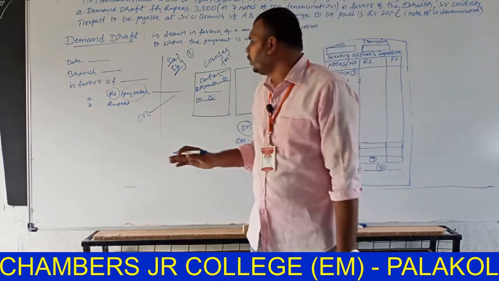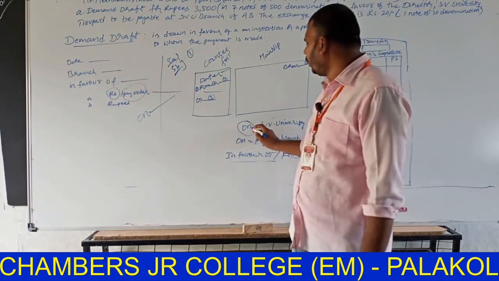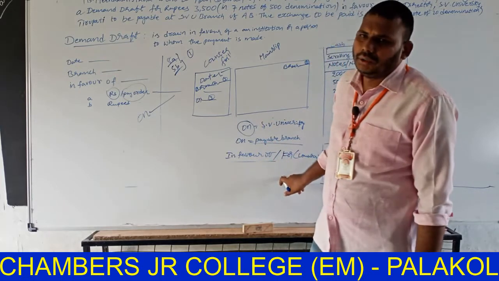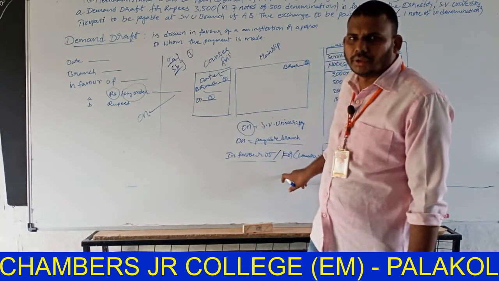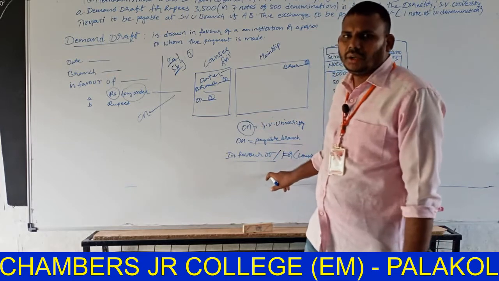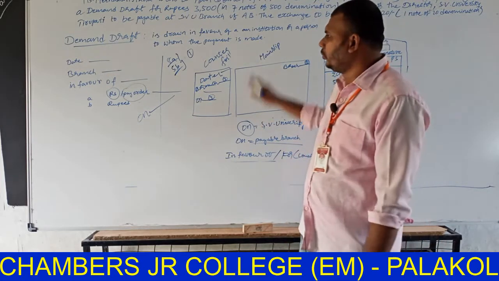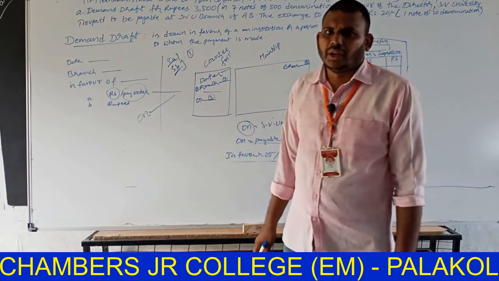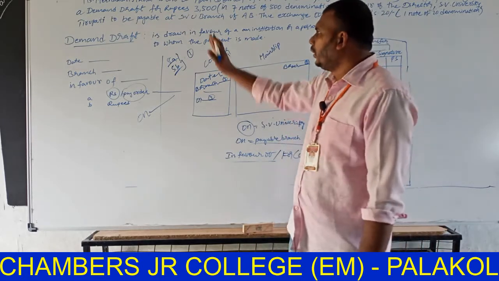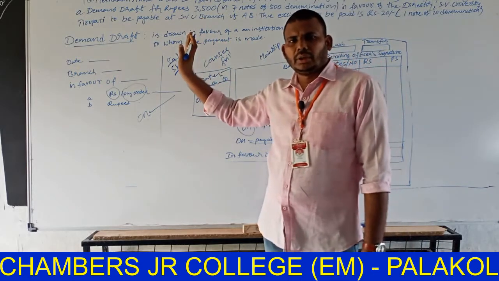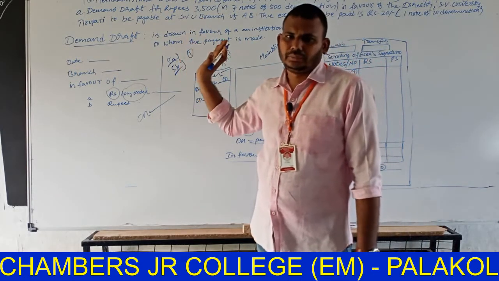The first one is here, this is very important. On indicates payable branch. In favor, here we need to write the name and designation of the company or a name and designation of a person. Got it? So this is the information. And let's see the example of DD and how we should attempt the answer in exam.